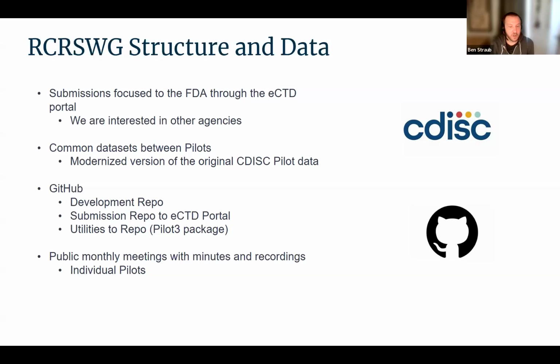We use the same data over and over again, just the CDISC pilot data, which has been nice to maintain consistency between the different pilot submissions that we've done. And like I said, we keep everything out in the open. How we do that is we have a lot of different repos dedicated to each pilot. Typically, there's a development repo where we do all our code development, and the submission repo, which is dedicated to moving the information over to the FDA. And then we have various utilities repos, which we'll talk about one later in the Pilot 3 information.